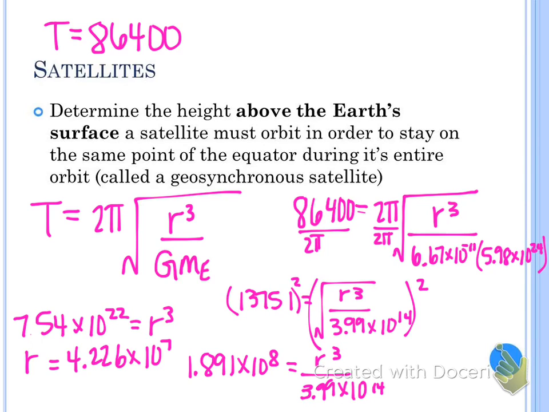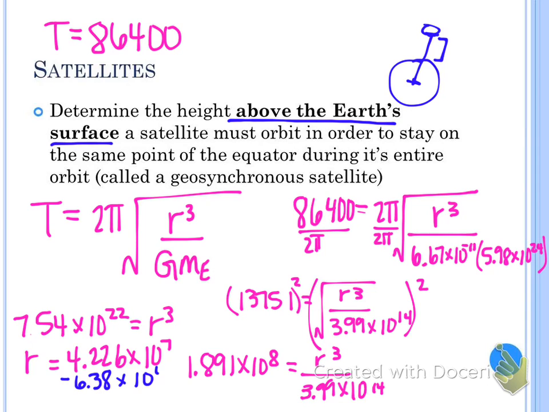Okay, and is that our final answer? What's the one last thing we have to do? You have to subtract the Earth's radius. That's right. Since it says we want it above the Earth's surface, right now this radius, if here's our satellite, goes from the center of the Earth to the object. And we only want this distance right here. So we need to subtract out the radius of the Earth. Okay, so minus 6.38 times 10 to the 6th.